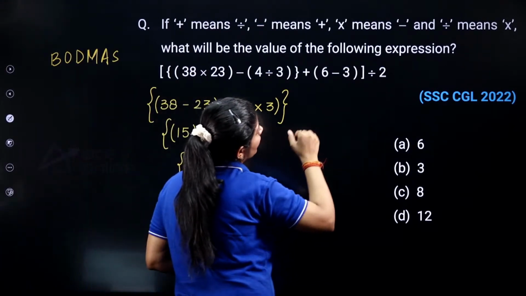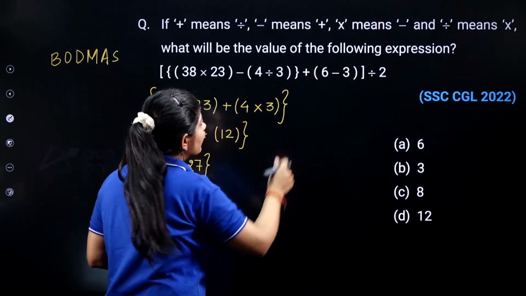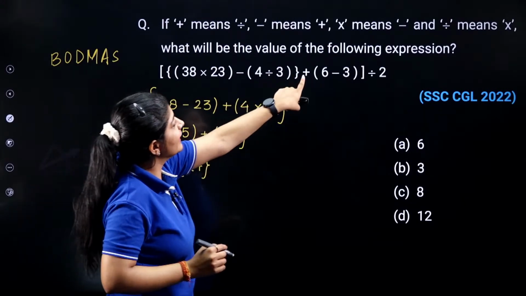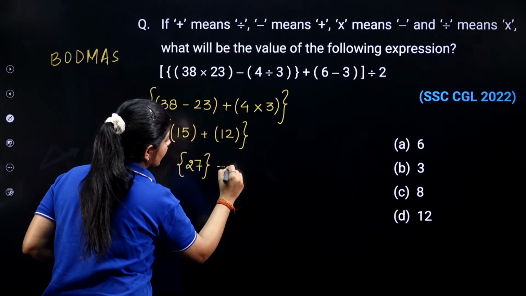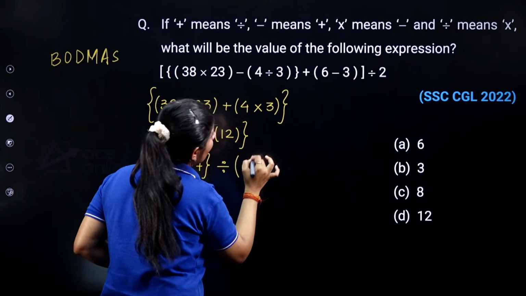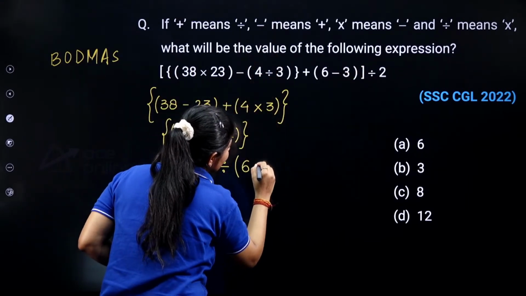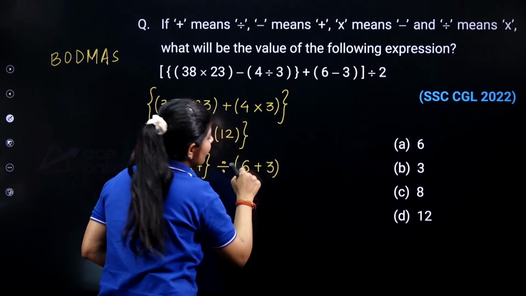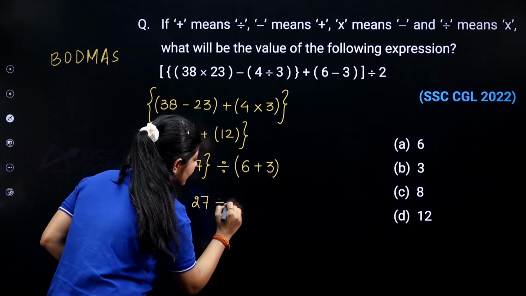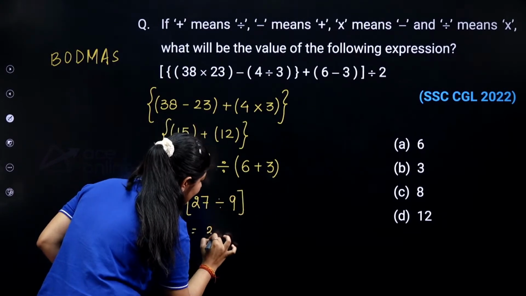Now if I talk about outside the curly brackets, here we have one more bracket with the symbol of addition with this curly bracket. So curly bracket, addition means division, and there's one more bracket, 6. Now minus means plus 3. If I solve this, I'll get 27 divided by 9. And when I solve this square bracket, I am getting 3 as my answer.